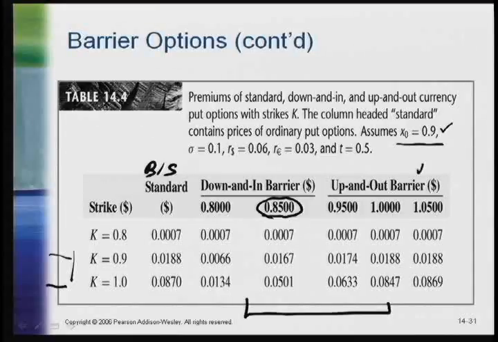Here's an up and out. Up and out says that this put option will pay as long as the exchange rate never hits this barrier. If the exchange rate goes up to, let's say, $1, then these put options expire. And you can see the relative prices. All of the prices increase with K because they all become more valuable, because they all become more into the money.